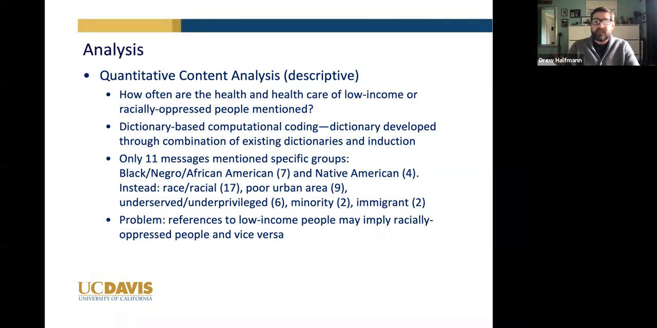One problem with this data is that sometimes it's likely that some of these references to low-income people were actually implying racially oppressed people, and vice versa. I can't really speak to those sort of implicit meanings in this analysis. This study has a qualitative component as well that I won't really get to speak of much today. But in that part of the study, I do try and address these more implicit meanings.